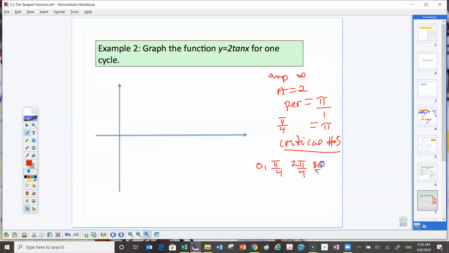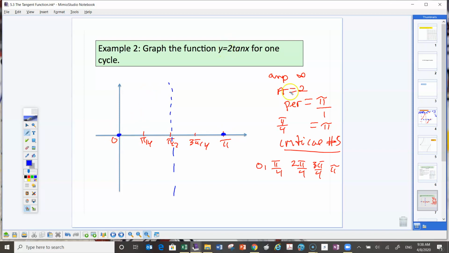So these are going to be the exact same as they were for the last one because b is 1. So 0, pi by 4, pi by 2, 3 pi by 4, and pi. Again, the middle one is our vertical asymptote. Again, my graph is going to be here and here. It is positive, so it's going to go up.